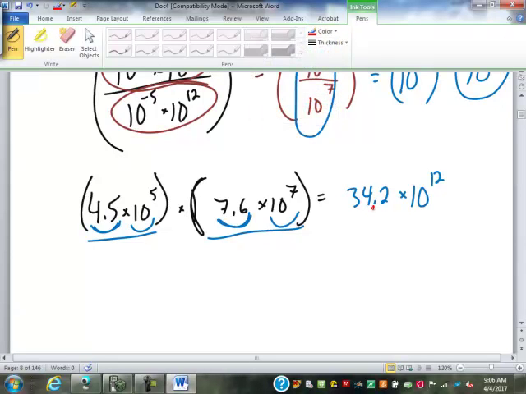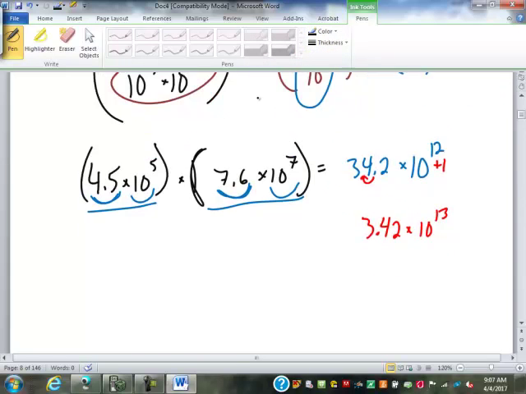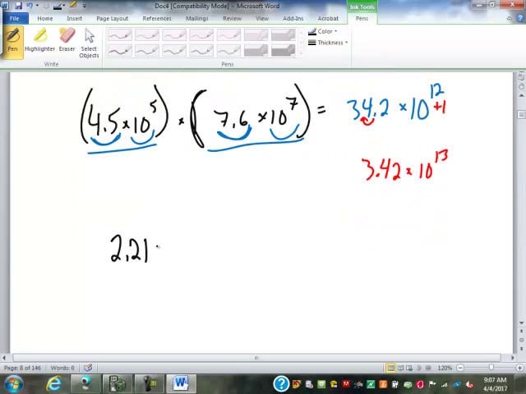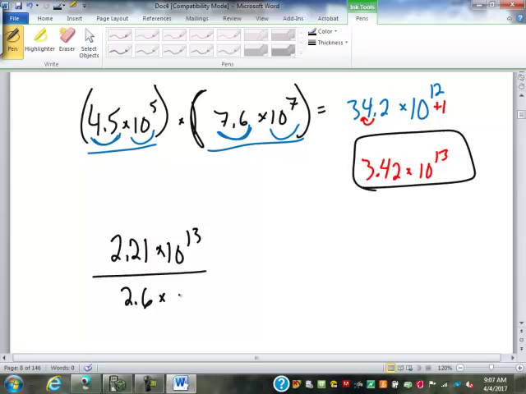We only have one number in front of the decimal. You can only have one digit in front of the decimal point. So I've got to move it over, make that 3.42. Does the power get bigger or smaller? The number got smaller, so the power has to get larger. This went from 34 down to 3, so this gets larger. 12 plus 1 is 13. That would be it right there.